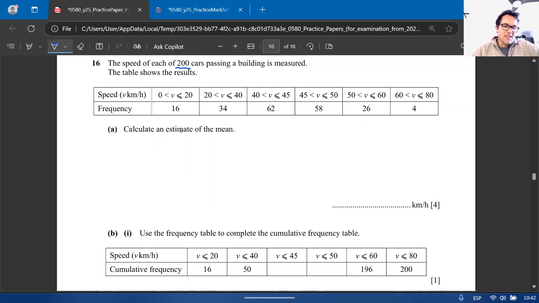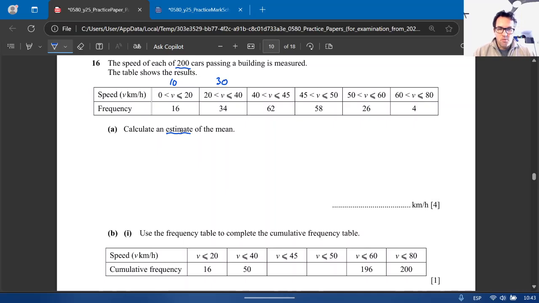They tell us to calculate an estimate. Why an estimate? Because we don't know the actual speed of the cars. We know within a range, but we don't know exactly how fast they were driving. Like the first 16 cars, they drove somewhere from barely moving up to 20 kilometers per hour. So what do we do? We take the midpoint, which in this case will be 10. Halfway between 0 and 20, 10. So we assume that on average, those cars have been driving about 10 kilometers per hour. The midpoint of the next one, between 20 and 40, is about 30 kilometers per hour.